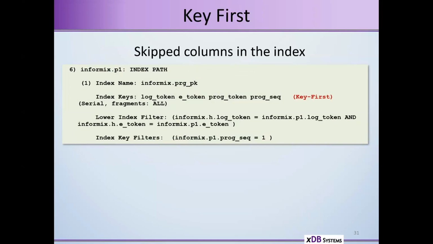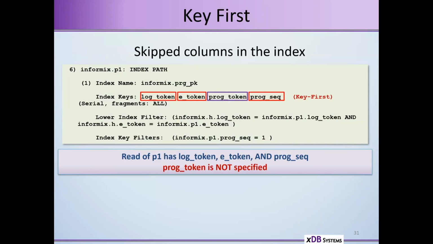So here we're reading from the table. Okay, our index is on these four columns: log token, E token, prog token, and prog sequence. In the query, we've got a value of log token, we've got a value of E token, and we've got a value of prog sequence. Okay, so we're seeing our index being used, and now we're seeing an index key filter. So this is telling us, okay, we read the row using the index, using the two values that lead the index, log token and E token, right? But now we've retrieved the index page. We've had to read the whole index in here.